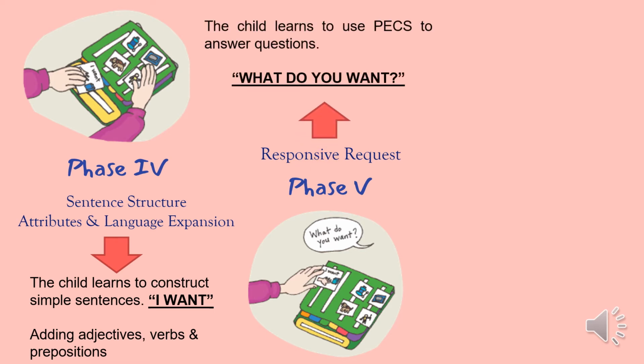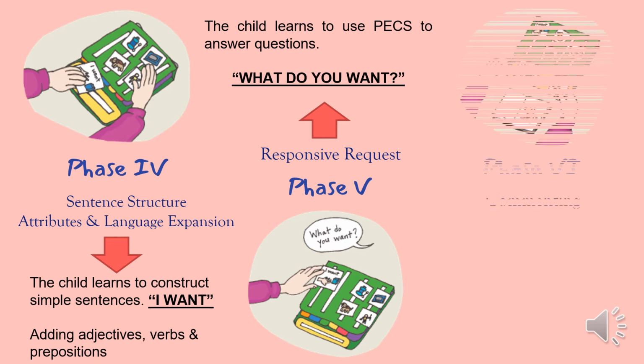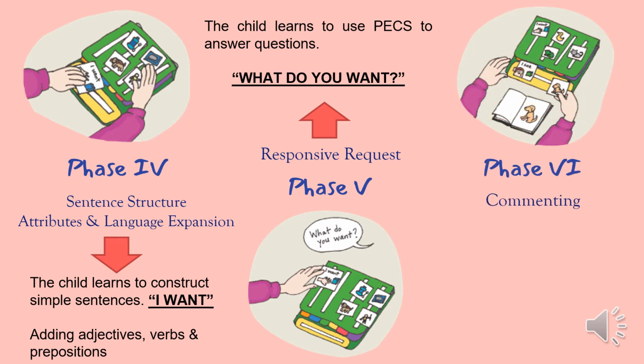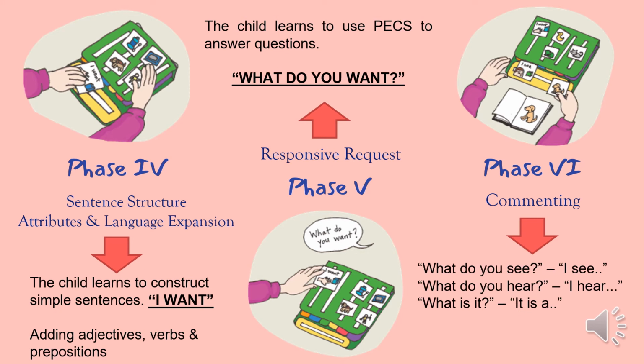For phase 5, responsive request, the child learns to use PECS to answer questions, like what do you want? And for the last phase, commenting, the child is taught to comment in response to questions such as what do you see? What do you hear? What is it? They learn to make up sentences starting with I see, I hear, it is, I feel, etc.